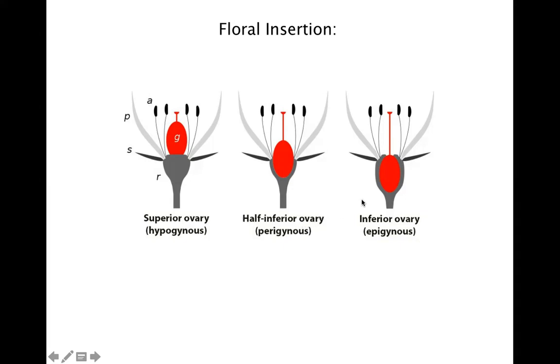And then fully inferior ovaries are what we call epigynous, and the floral whorls are attached above. In this case, if you were looking into the flower, you wouldn't even be able to see the ovary. The ovary is completely enclosed in the green fleshy tissue below the receptacle. This is a great adaptation if you're a plant that gets pollinated by beetles, for example, where you would be worried about the tissue of the ovary being eaten by the insect that pollinates it.